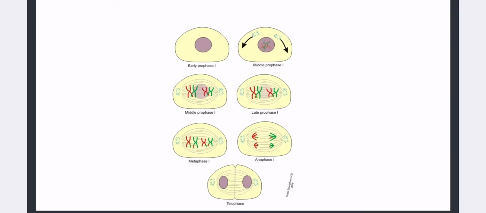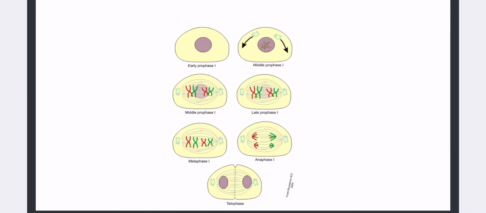Okay, now I want to do just a little bit of revision about the process of meiosis. What you'll see here is prophase in that first line. You've got metaphase here. Anaphase here, and telophase here.